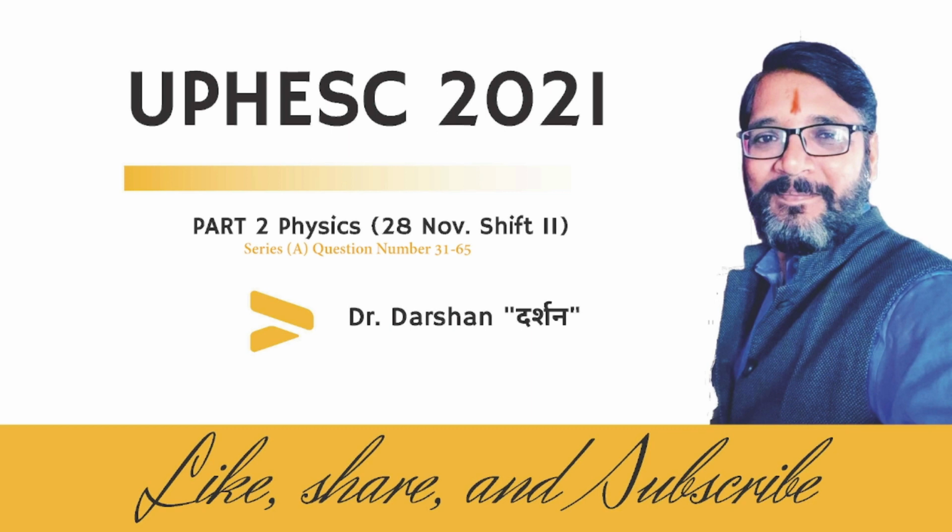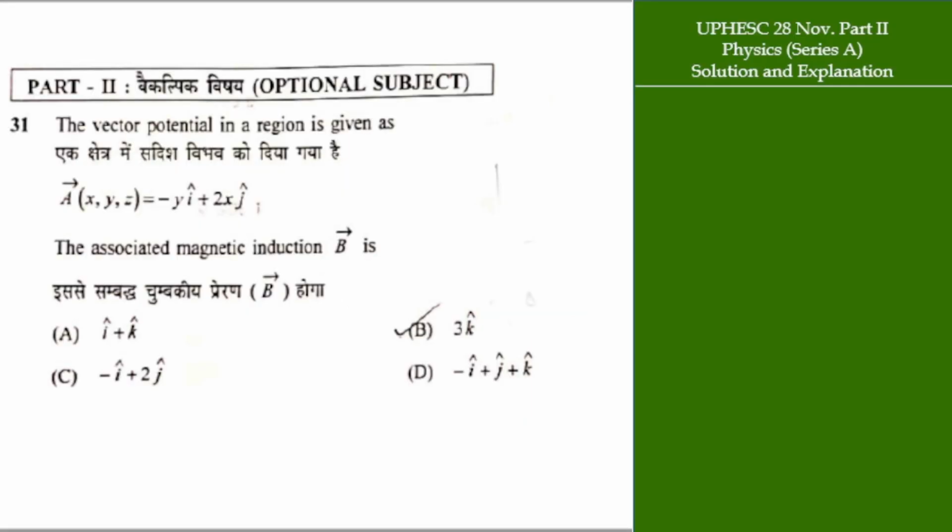So let's begin with question number 31. In question number 31, the vector potential in a region is given as vector A of x, y, z equals minus y unit vector i plus 2x unit vector j. The associated magnetic field B is. So we can solve such a problem using the formula: magnetic field induction B equals the curl of vector potential A, that is del cross A.